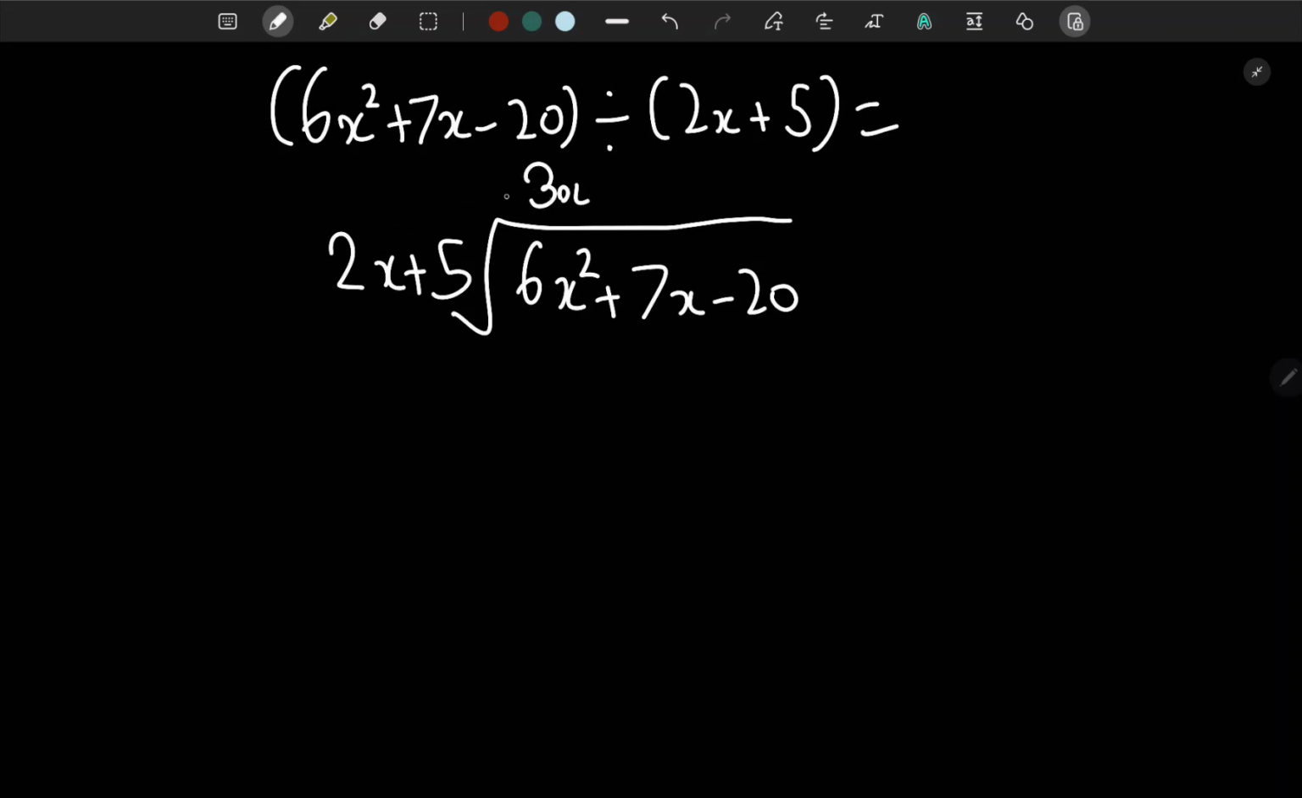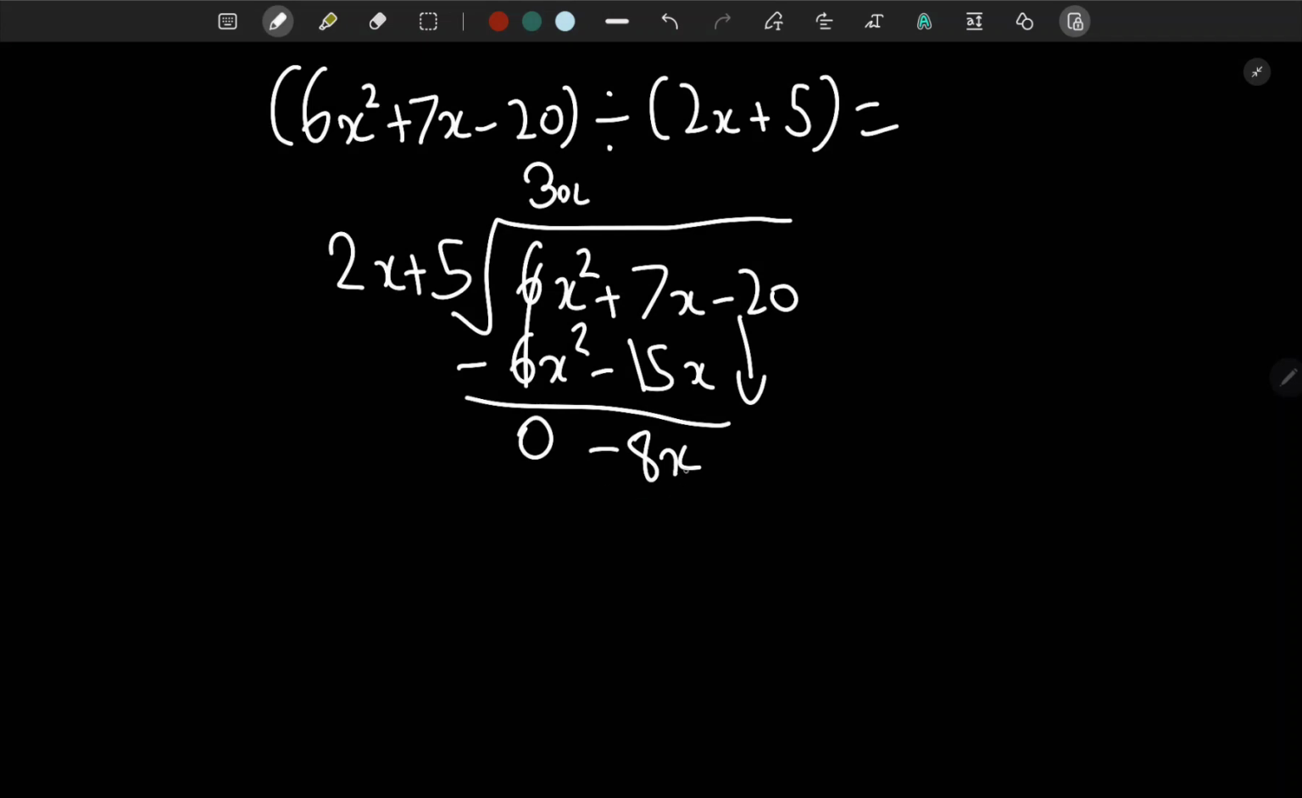So we get 3x multiplied by 2x is 6x squared, plus 5 times 3x, which gives us 15x. And don't forget the negative sign now, because we want to get rid of this first element. So minus, and this also becomes minus. So this becomes 0, cancels out, and here we will get minus 8x. Now we can bring this down. So it's going to be minus 8x minus 20.